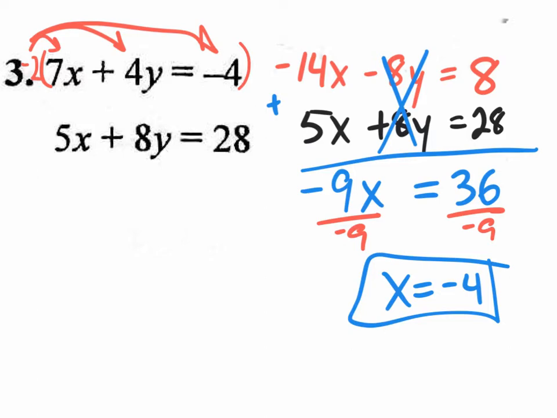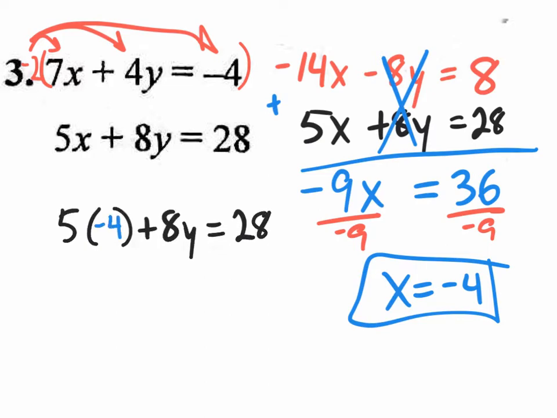The bottom equation, as you can see, reads 5x plus 8y equals 28. I'm just going to replace this x with parentheses. So 5 parentheses plus 8y equals 28. And inside of those parentheses, I'm plugging in the x value of negative 4. And then I'm going to solve this equation.